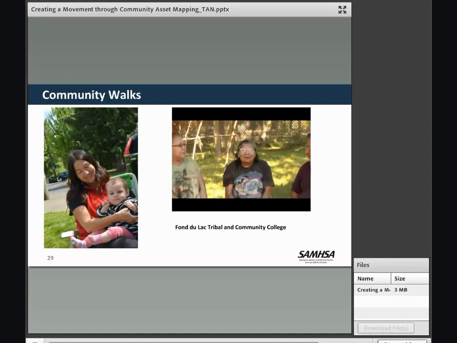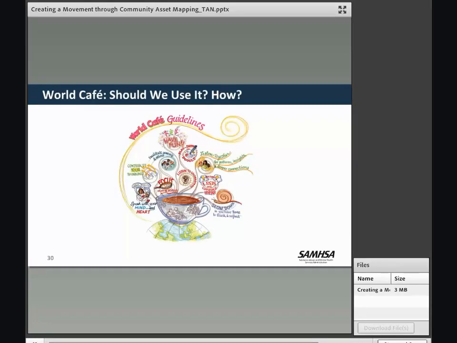And then community walks. These can be a great method to gather community assets. You can walk through a community and record information about the community's resources and environment on a map. In this picture, it's the Fond du Lac Tribal and Community College. They did a community walk with their language program, so they were able to take pictures and videos of local assets, and it was in their language as well.